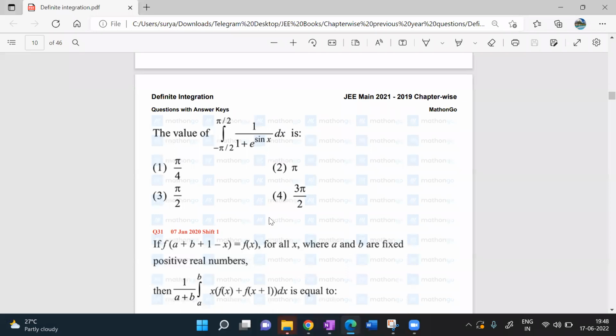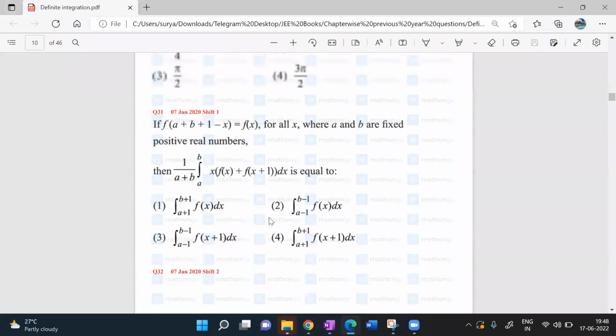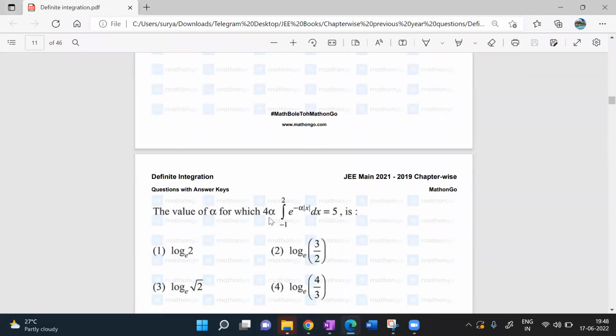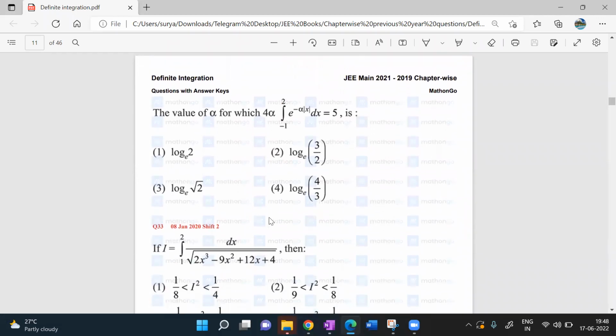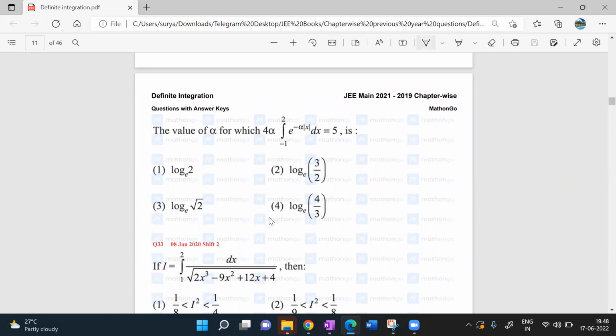Next question. 31 is homework, beta. That is also based on property. 32 is also very simple. It's modulus alpha minus alpha into modulus x given. So how do you split this?